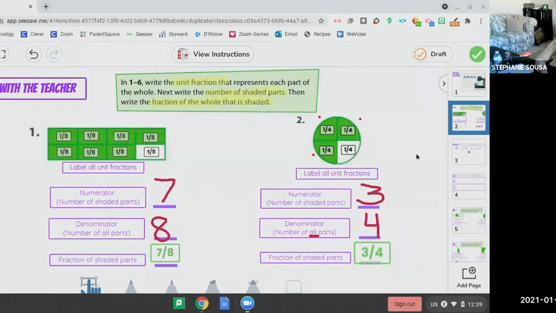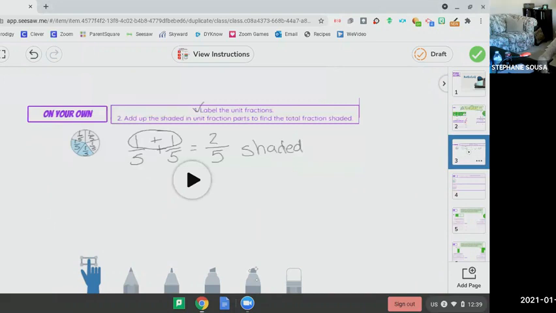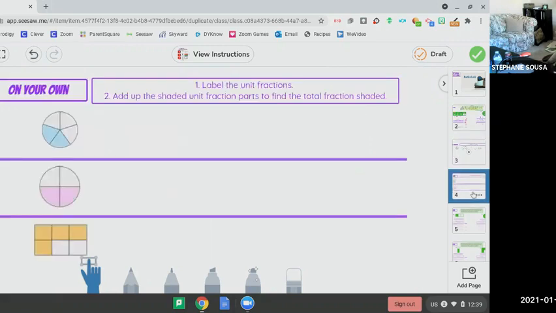All right. I want you to skip slide 3. If you need to look at an example while you are working, this is a video you can watch on your own if you feel confused. Slide 4 says on your own, but we're going to do the top one together, and then the rest of this is your independent work. Directions say, label the unit fractions. Add up the shaded unit fraction parts to find the total fraction shaded, okay?